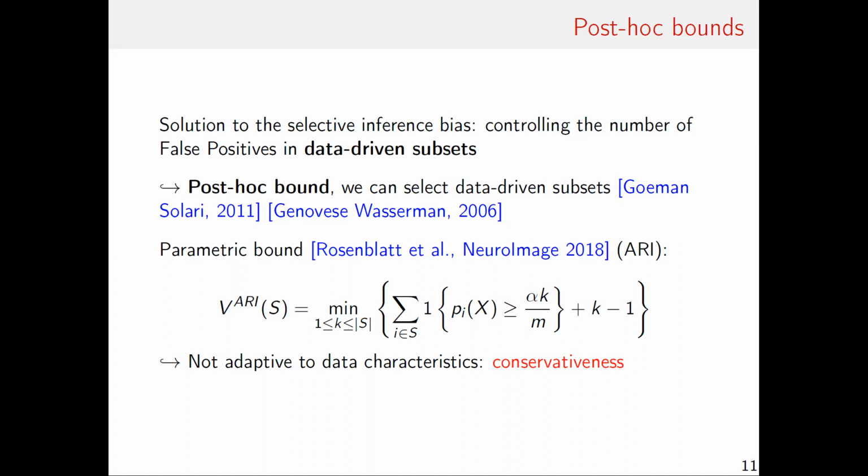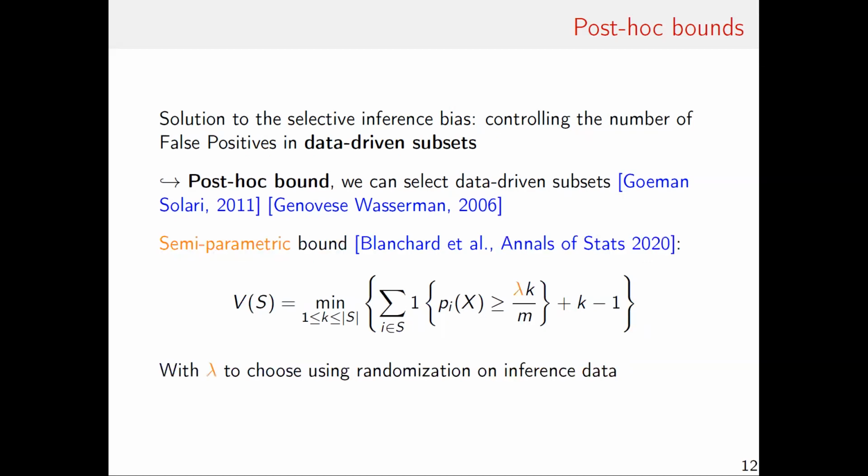And so the first step that's been performed in the literature to go further is to use a sort of semi-parametric bound, in the sense that here what you see is that the threshold family is still linear in k, so we have lambda k over m, but lambda will be chosen using randomization on fMRI data. This is what we call a semi-parametric bound, because the bound is adaptive to data characteristics, but you are still keeping a linear function in k, and therefore you are not fully non-parametric, because there's still a constraint on your threshold family.